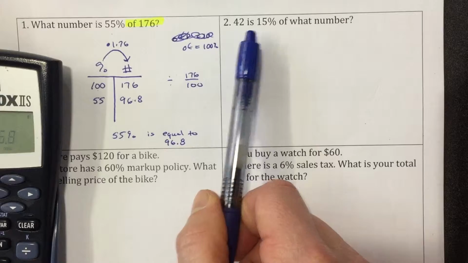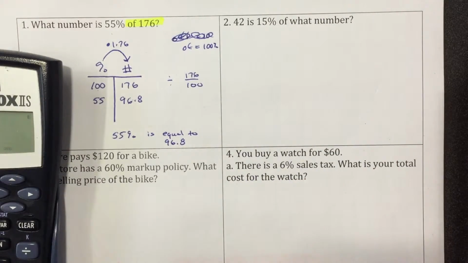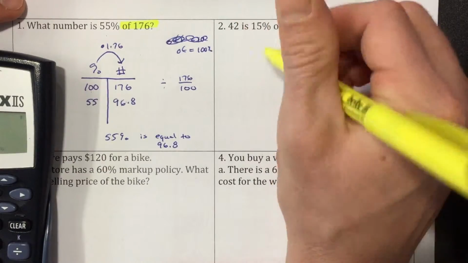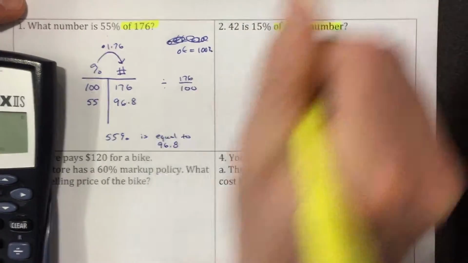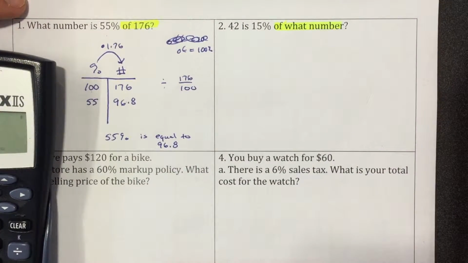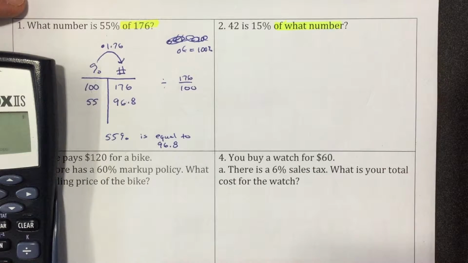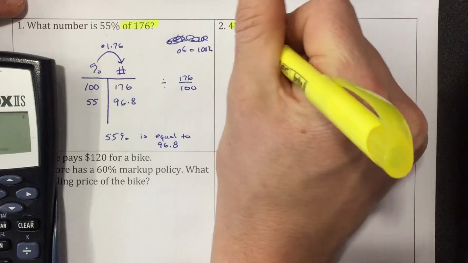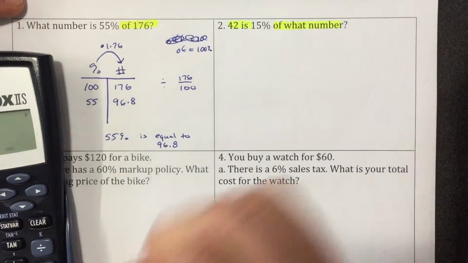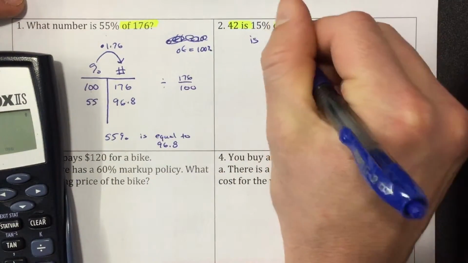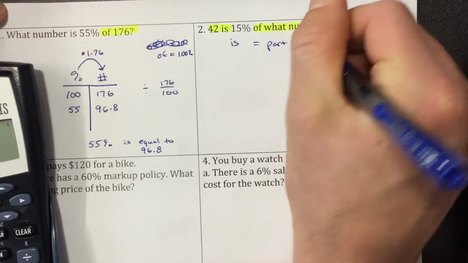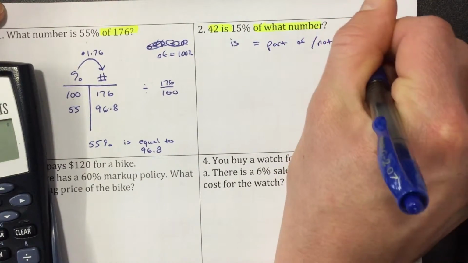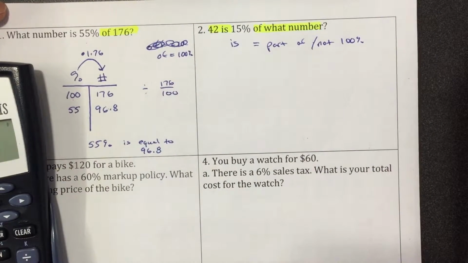42 is 15% of what number? So I remember telling you that the words with the "of" are the 100%. So we really don't know what the "of" is. It's 100%. So the "of" is kind of a mystery. And anytime you see something next to the word "is," it's part of, not 100%. So the 42 isn't equal to 100%.